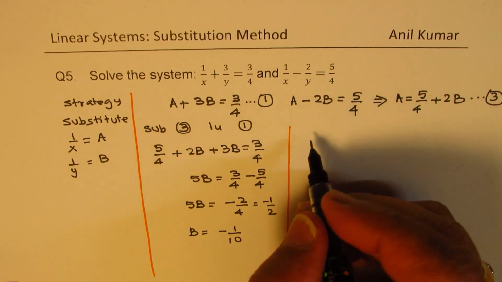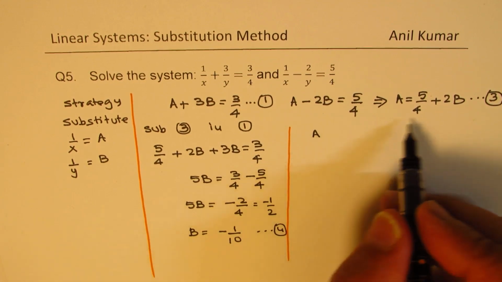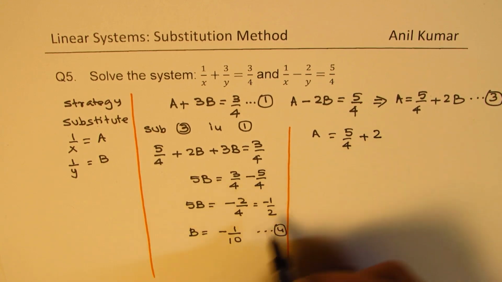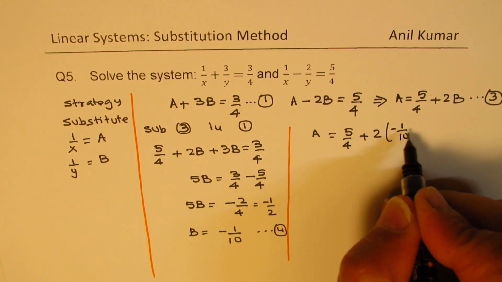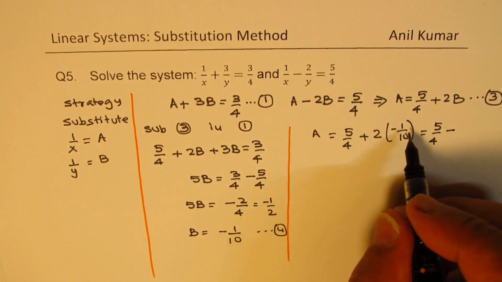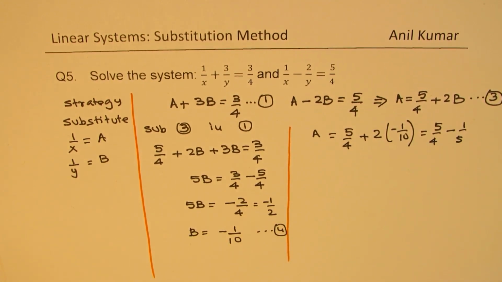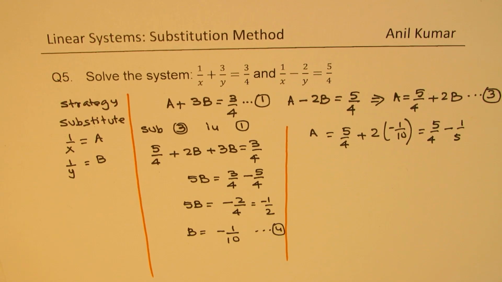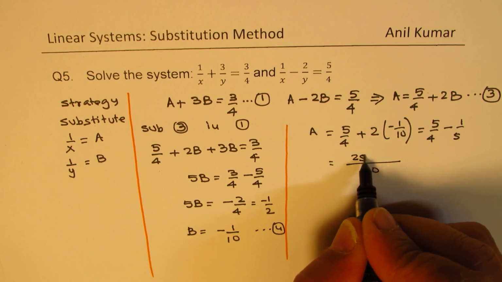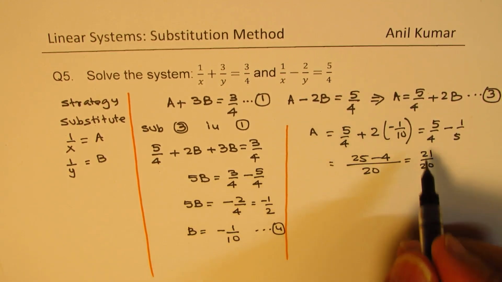Now a can be found by substituting this value. Let's call this equation 4. Substituting 4 in 3, we get a as 5 over 4 plus 2 times minus 1 over 10. So that is 5 over 4 minus 1 over 5, since 2 times this is 1 over 5. Now we get a common denominator of 20, cross multiply: 25 minus 4. So we get 21 over 20. So that is the value of a.